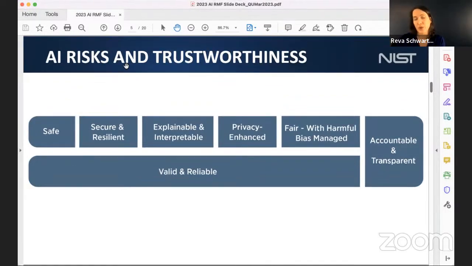Systems should be explainable and interpretable, which means that people should be able to understand why and how AI systems came to the conclusions that they did, or how the output they've received should be understandable. Privacy enhanced, obviously. Fairness, which means harmful biases being managed. I'll get into that a little bit later in the deck. And the processes within the organization developing AI, for it to be trustworthy, should be accountable and transparent.